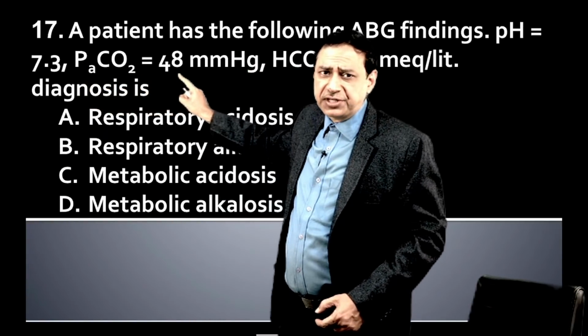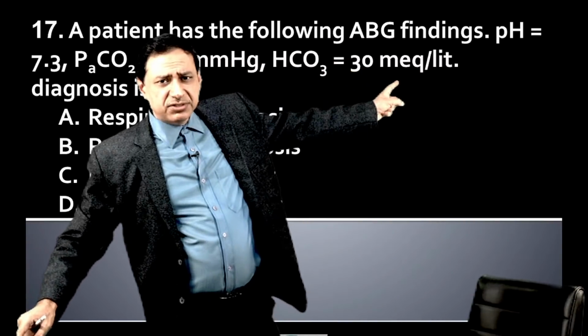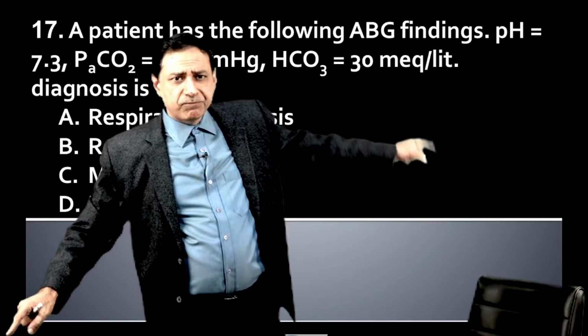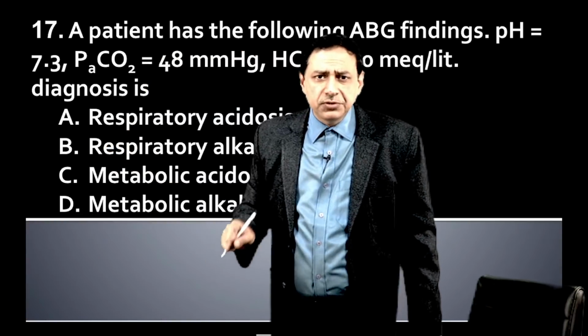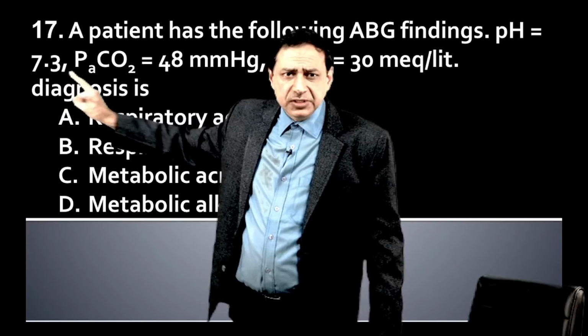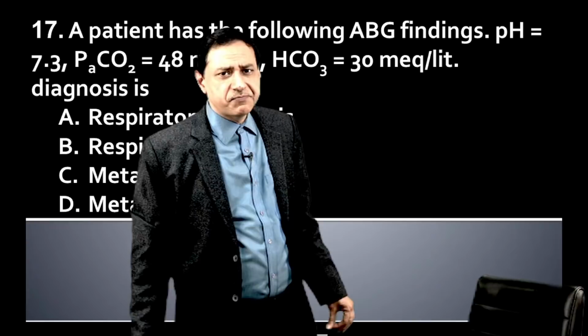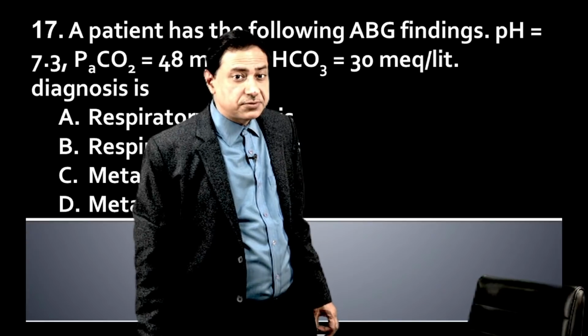Arterial carbon dioxide 48 and bicarbonate 30 milliequivalent per liter. What is the diagnosis? Three things are given: one is pH, carbon dioxide, and the other is bicarbonate. And you have to diagnose.